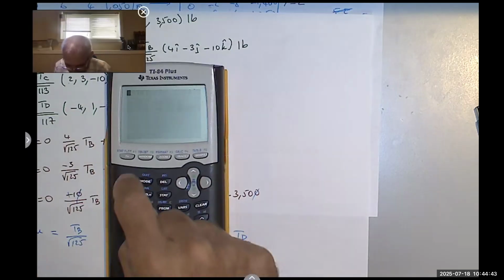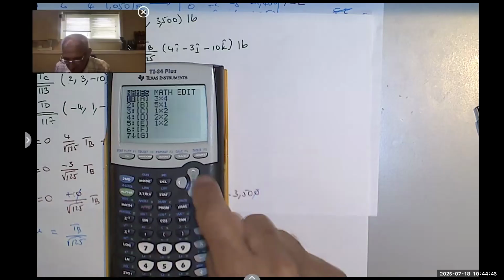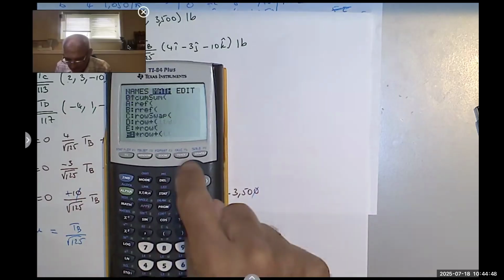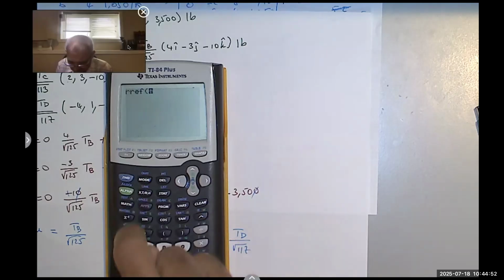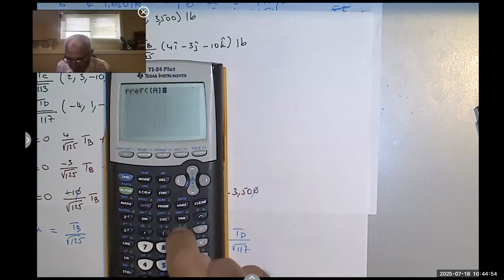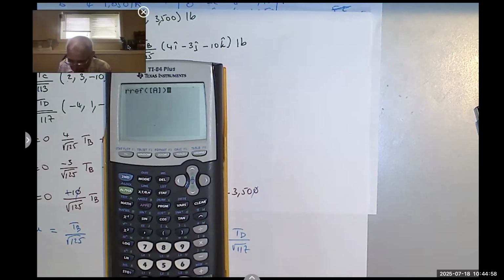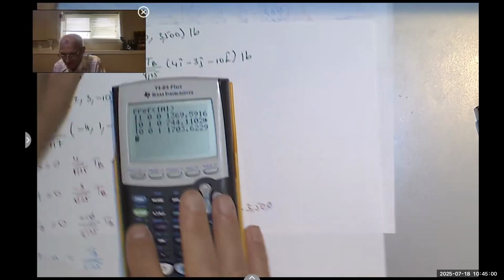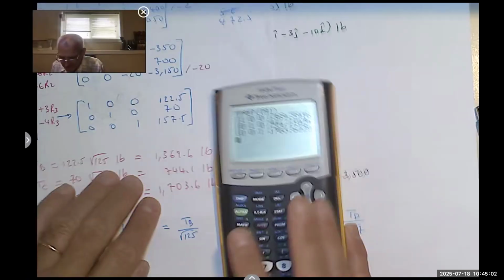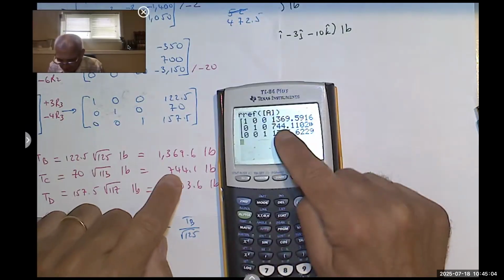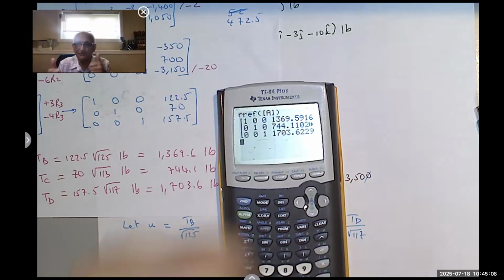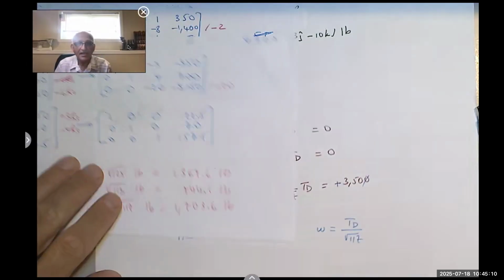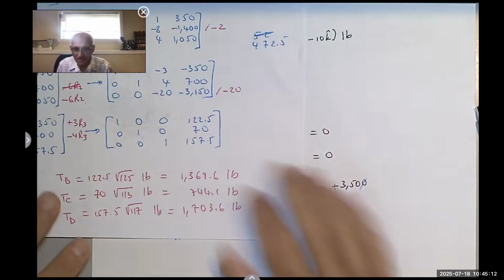Next, I quit, come back to the matrix and use math and go up until I find RREF of matrix A. And let's see what we get. Hopefully I didn't make many mistakes. 1369.6, 744.1, and 1703.6. Perfect. It worked. And it has to work if you enter the numbers correctly.